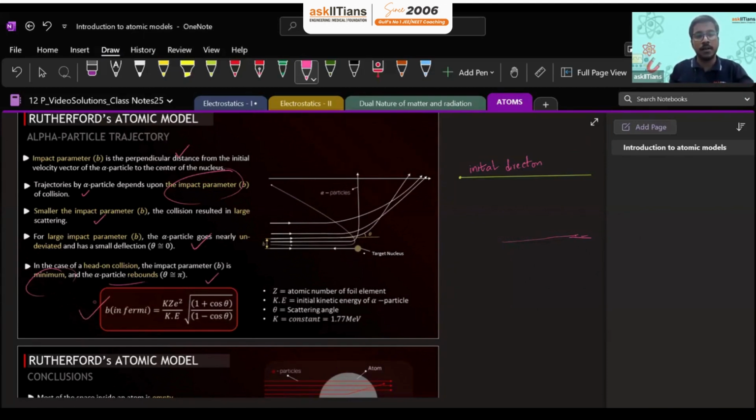So you can see this is the relation you can remember for impact parameter. Where Z is the atomic number of the foil element, like in this case we had gold foil for the experiment. K is the initial kinetic energy, K is a constant having value 1.77 MeV, mega electron volt. And theta is the scattering angle, this theta in the cos theta here.